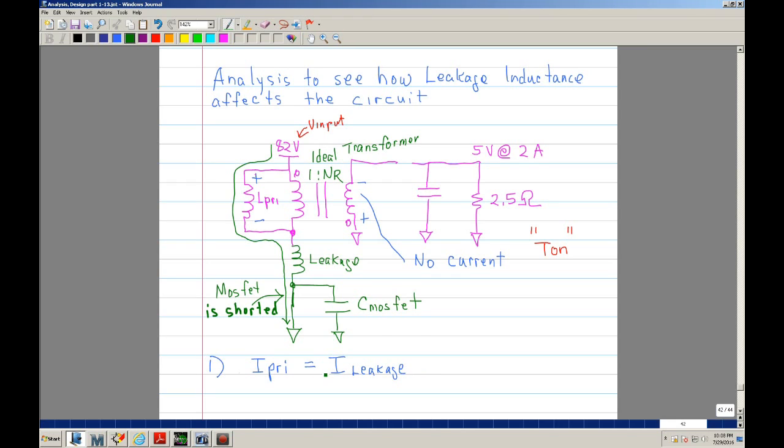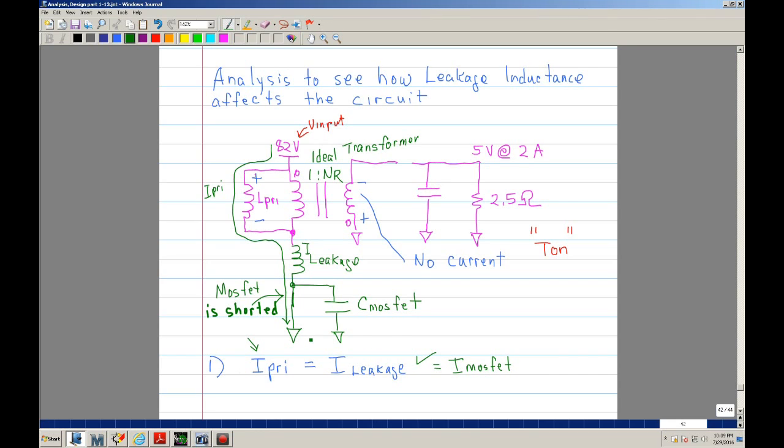Okay, so from this, you can see, hopefully, that the current going through this primary, and I can call it I primary, is written here, but that I primary is actually also flowing through the leakage inductor. So if these are the same, you can make a statement that the I primary is equal to the leakage inductance. So that's one assertion or statement that you can say. But by the same token, you can say that it's also the same as the I MOSFET.